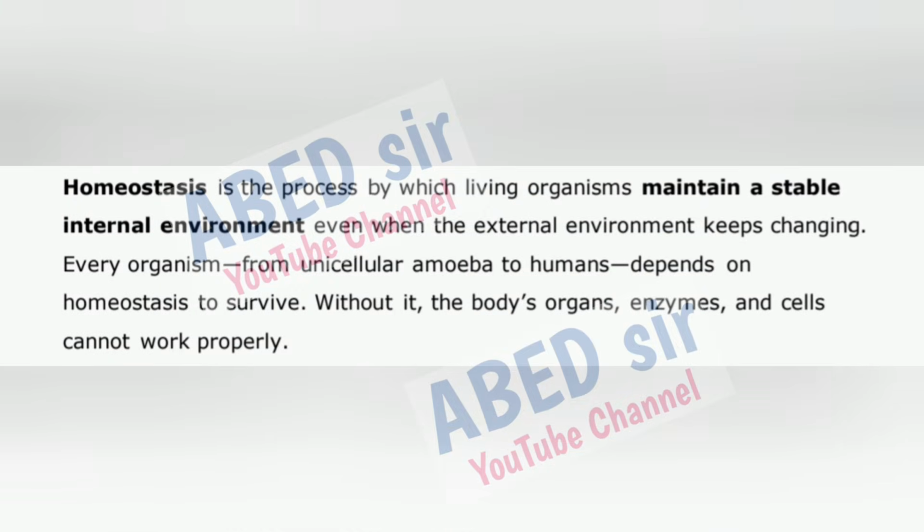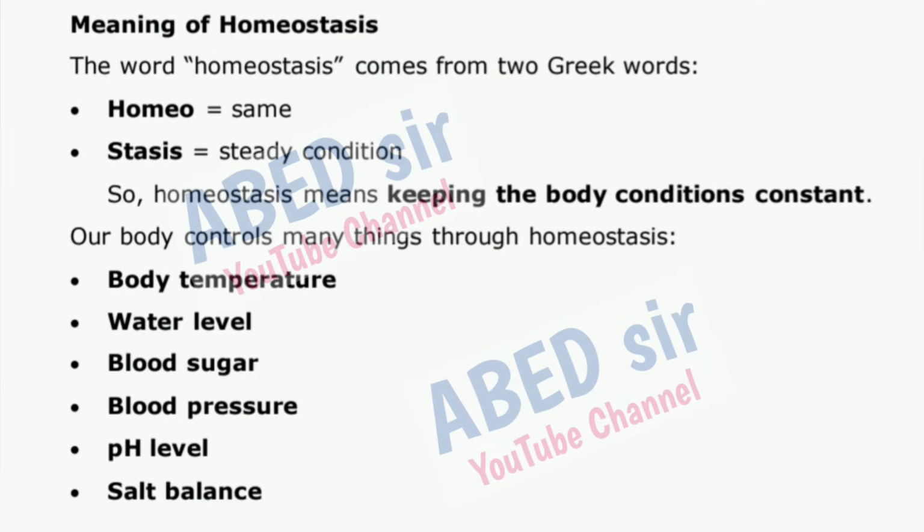Homeostasis is the process by which living organisms maintain a stable internal environment even when the external environment keeps changing. Every organism, from unicellular amoeba to humans, depends on homeostasis to survive. Without it, the body's organs, enzymes, and cells cannot work properly. Meaning of homeostasis. The word homeostasis comes from two Greek words.